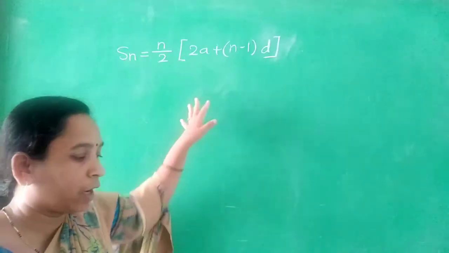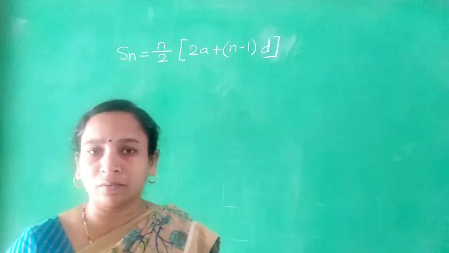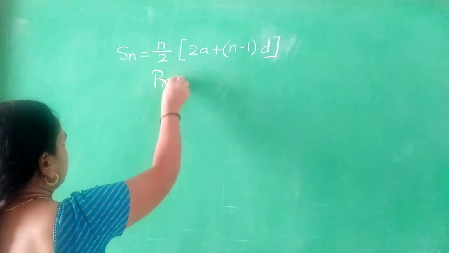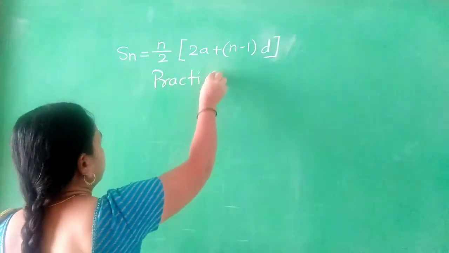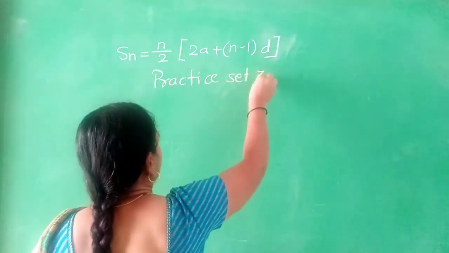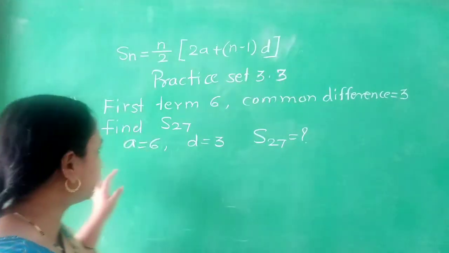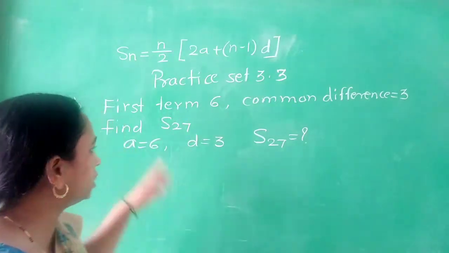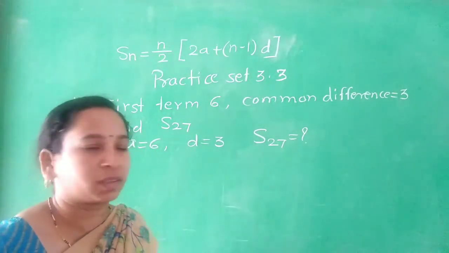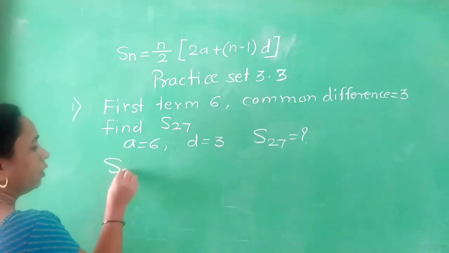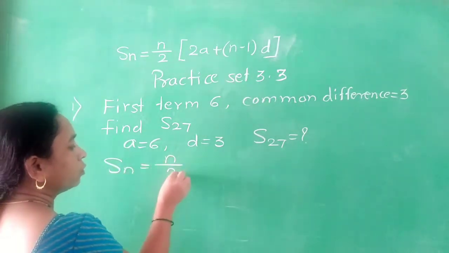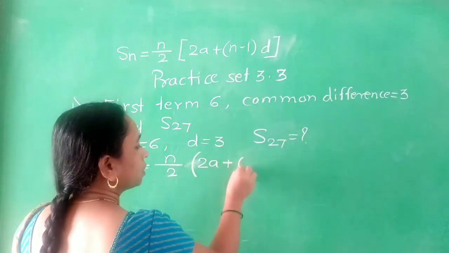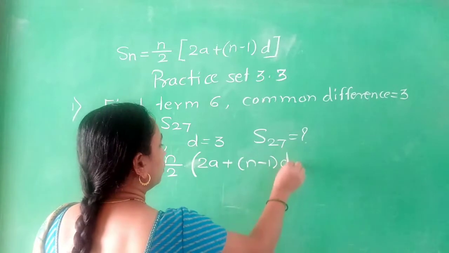And with this formula we are going to study practice set 3.3. So let's study the first example, practice set 3.3. In this first example, they have said that the first term is 6, the common difference is 3, and we have to find S27. So by using the Sn formula, Sn is equal to n upon 2 into 2a plus n minus 1 into d.